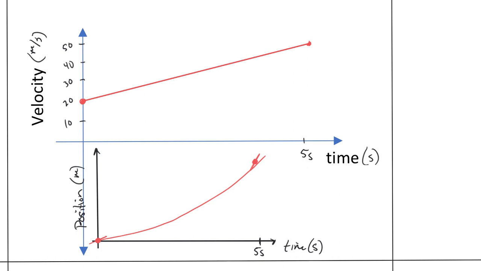Not done yet. You were asked to find the acceleration and the displacement. Anybody find the acceleration? What'd you get? 6 meters per second squared. Yeah? Slope. I go from 20 to 50. That's a change of 30 meters per second in 5 seconds. 30 divided by 5 is 6.